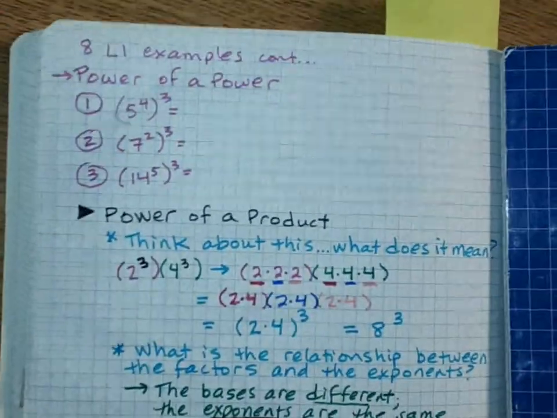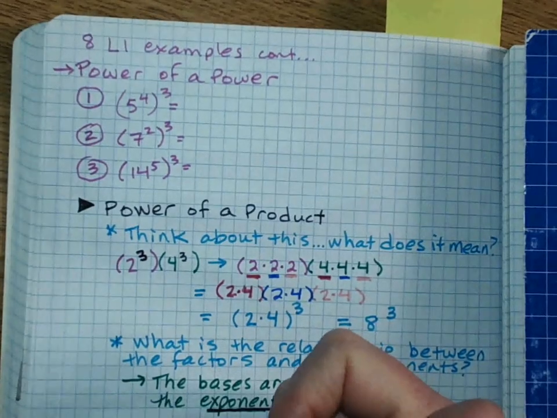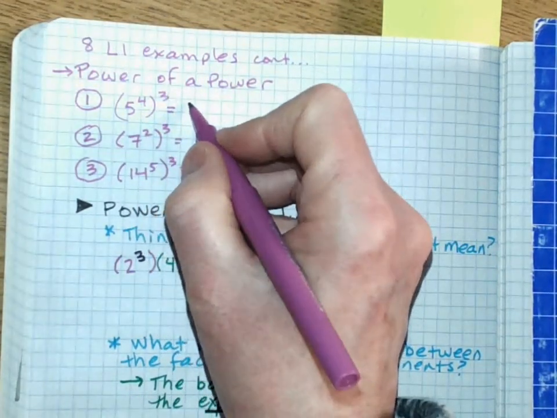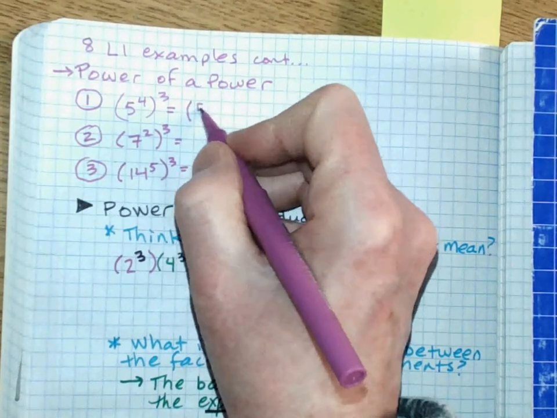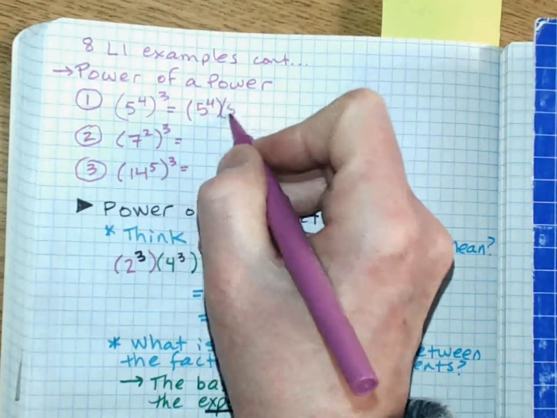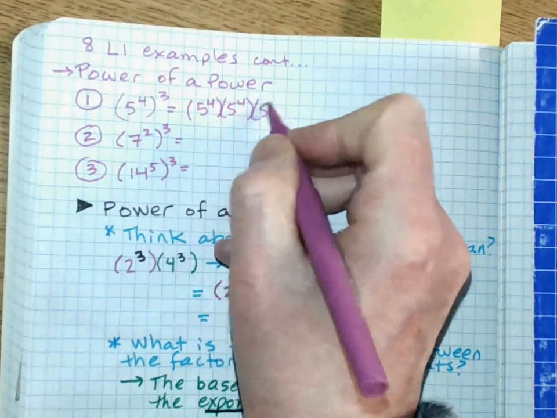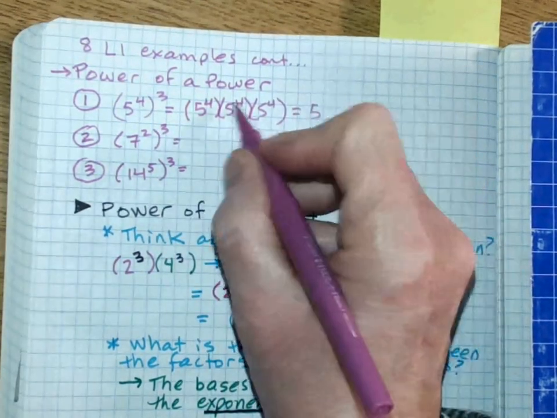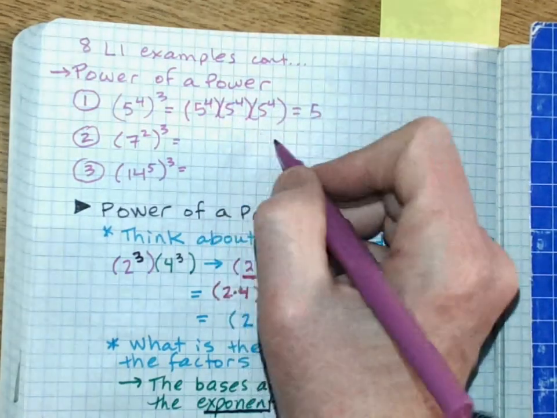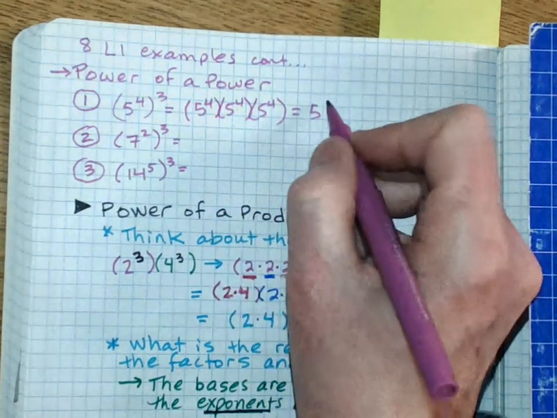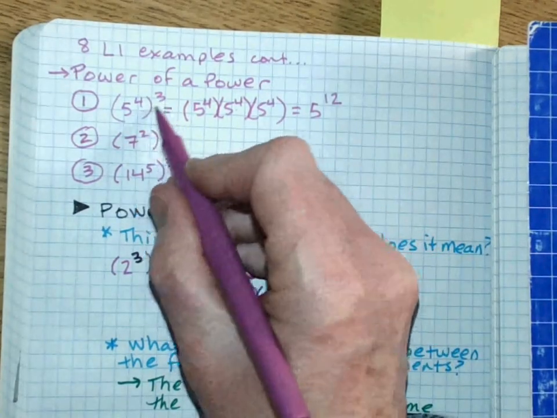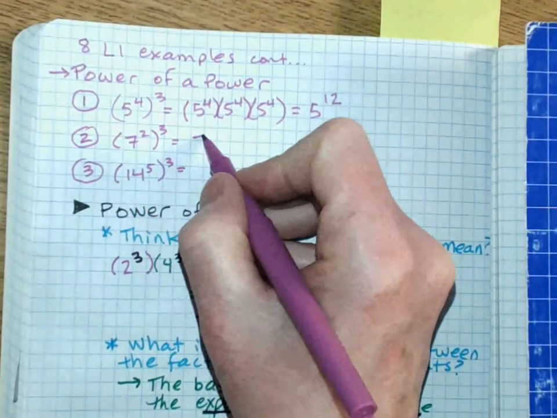So here we have a power of a power. If I have 5 to the 4th to the 3rd power, we know that it's going to be 5 to the 4th times 5 to the 4th times 5 to the 4th. In fact, if we use the other rule of adding the exponents, we get 4 plus 4 plus 4, which is 12. But it's simple just to multiply these. So let's do that with this example.